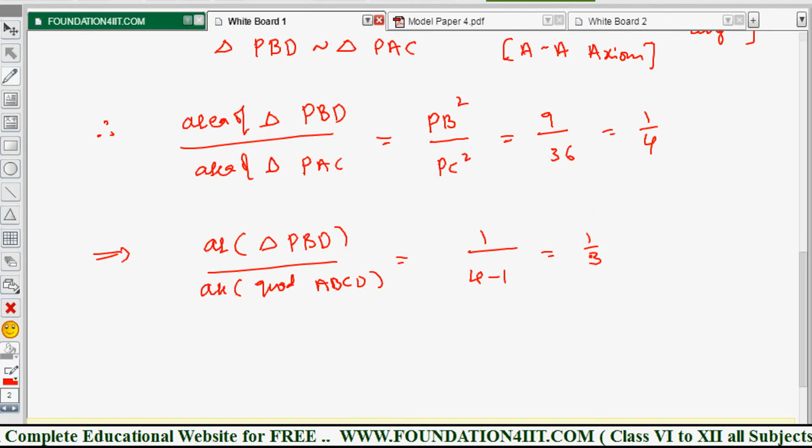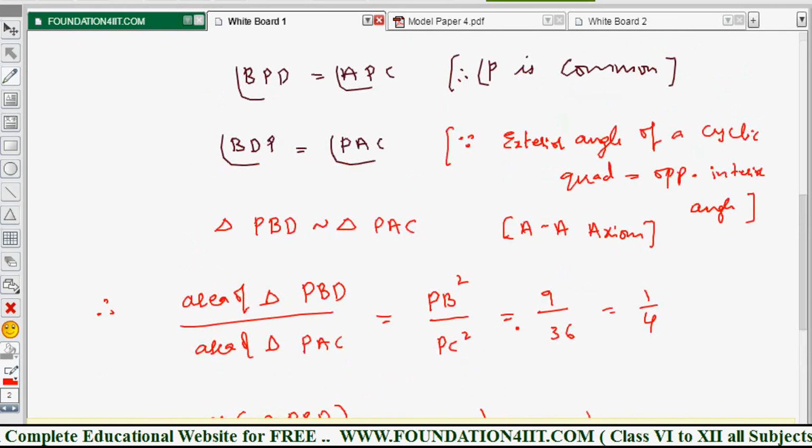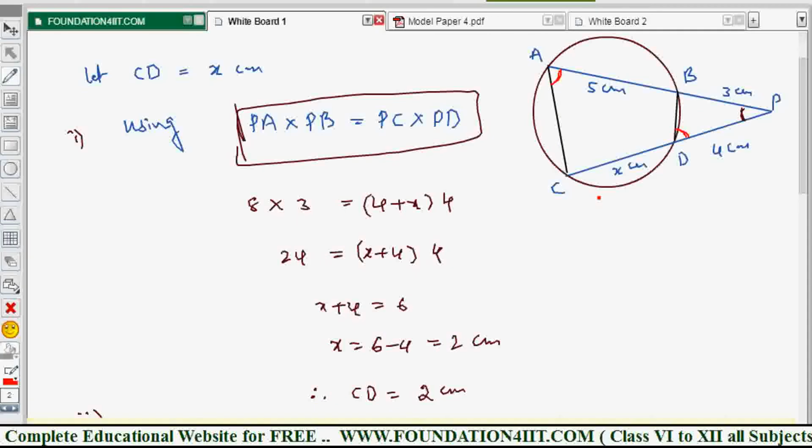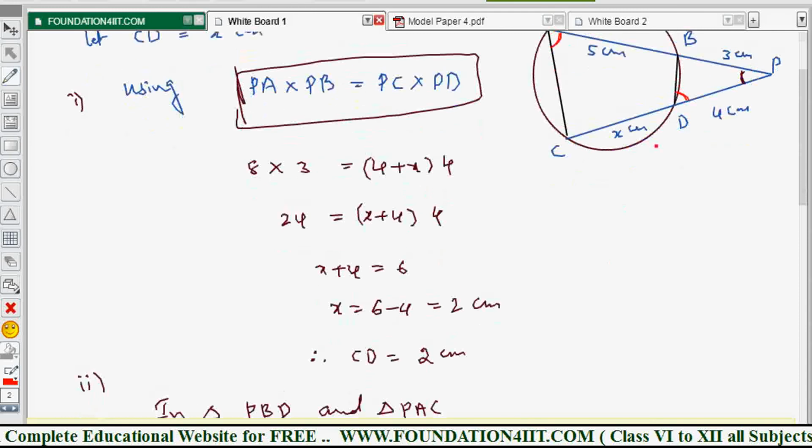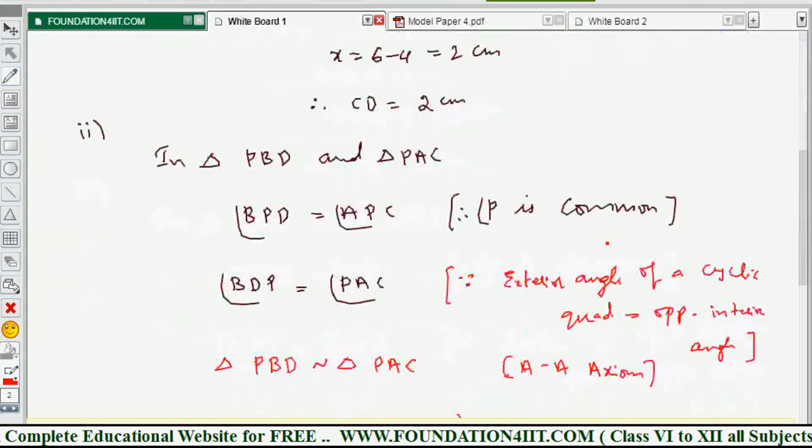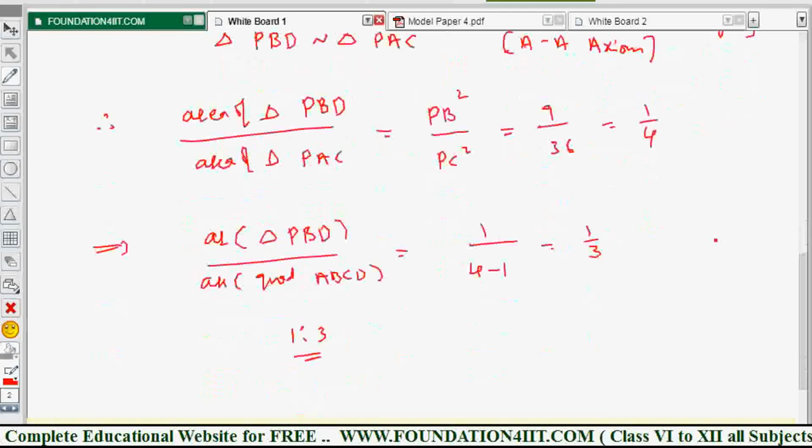Then we can take 1 by 3, which means there is a 1:3 ratio. This is the ratio. So last step, area of quadrilateral ABCD. If you want this total ABCD, from this total part we should subtract this remaining. So this PBD is only one part. Then this total is 4. So 4 minus 1 is 3. So you can take the ratio according to that. So 1:3 is the answer for this question.